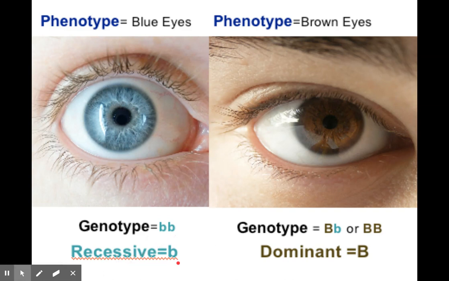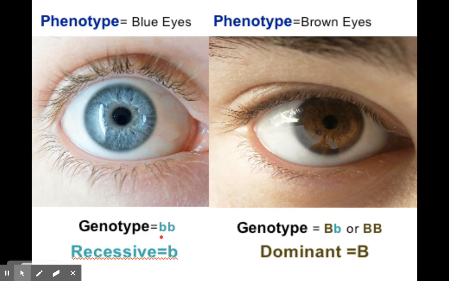And if it's little b, and then recessive is big B. Did I spell recessive wrong? I probably did. Maybe it's just because it has this equals. Okay, so the recessive allele is little b.